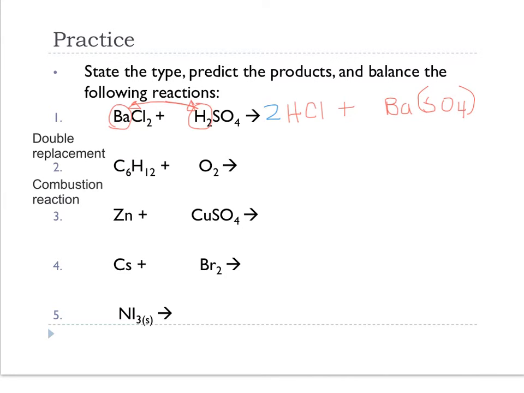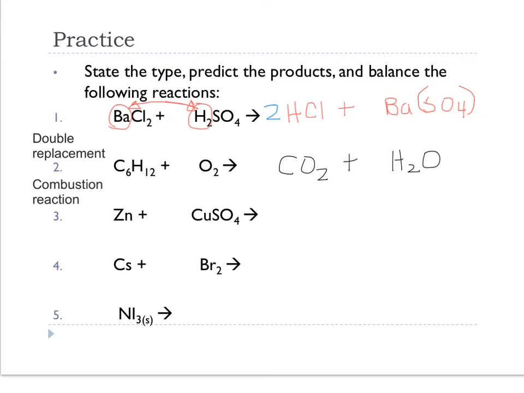As far as predicting products go, combustion reactions are going to be your easiest because they are very specific. The products of a combustion reaction, once you recognize it, are always CO2 and H2O. You don't have to worry about figuring out formulas or charges or anything. It's just always carbon dioxide and water.